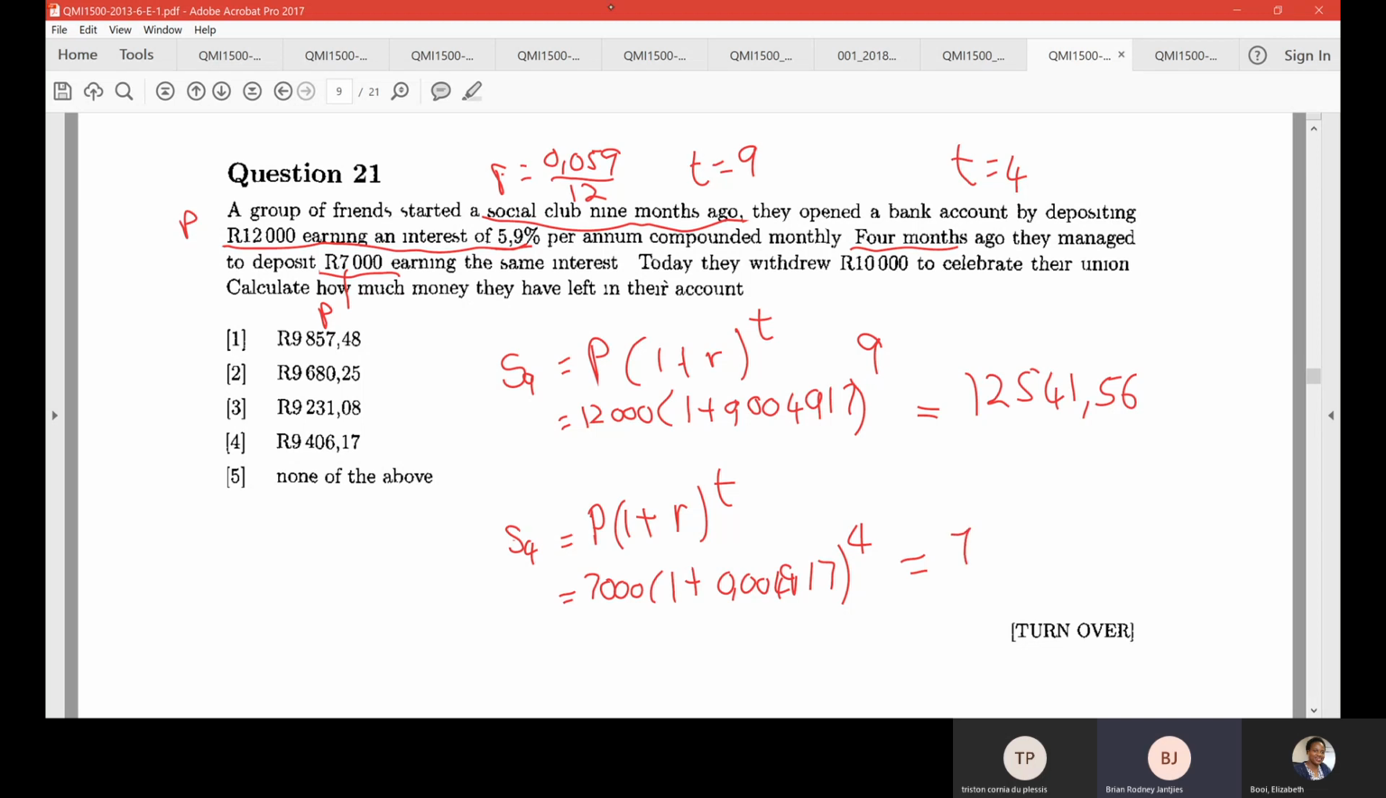$7,138 and 69 cents. So now you're going to say S9 plus S4, which will give you 12,541 rand 56 cent plus 7,138 rand 69, and it will give you how much?